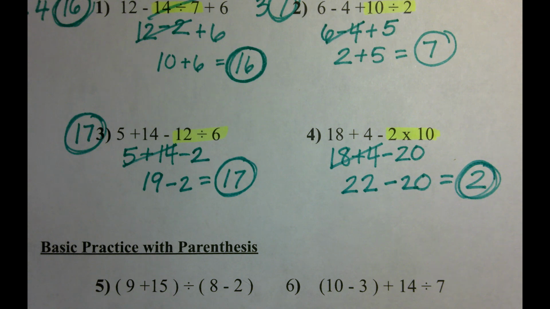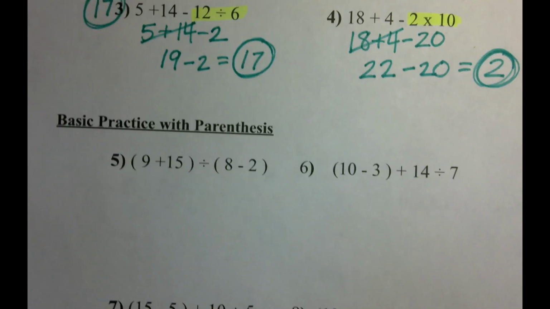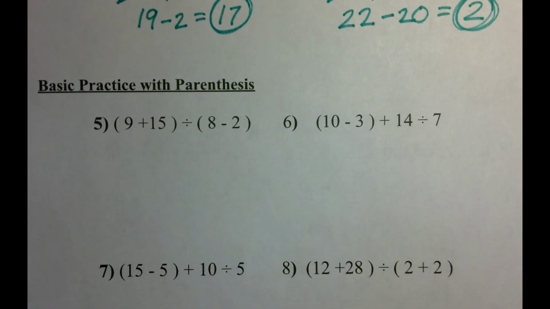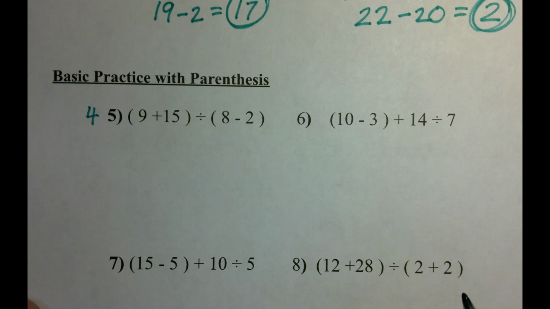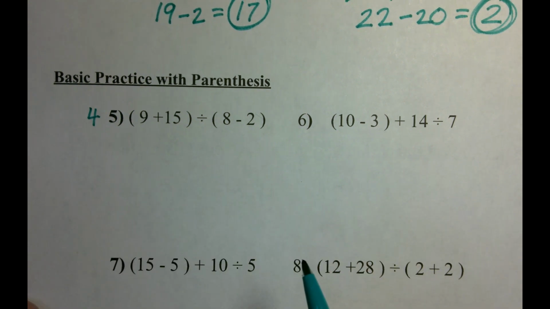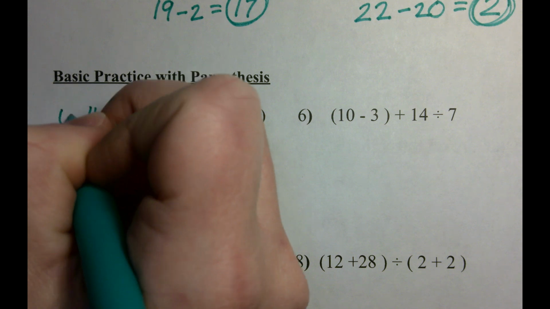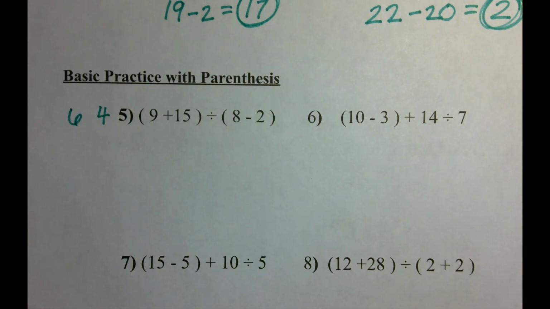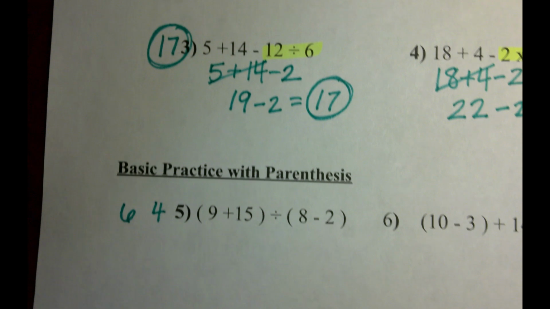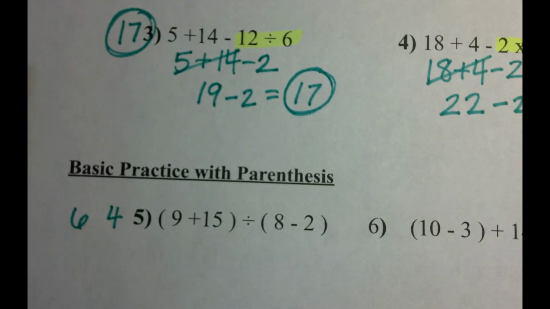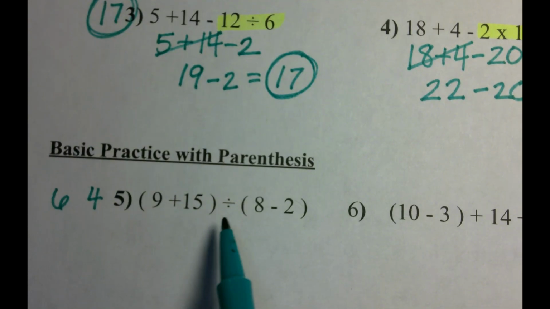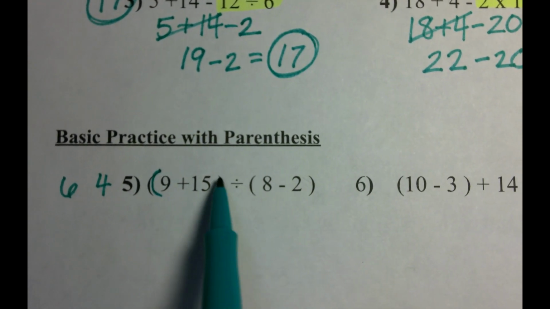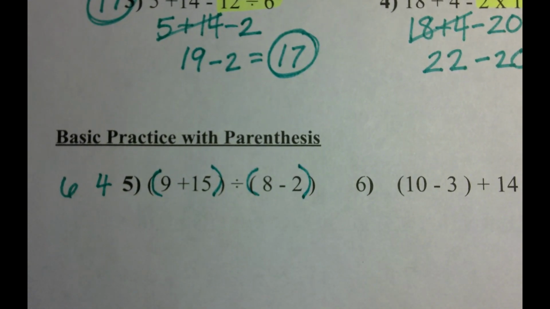Okay, let's go on to the next section. Basic practice with parentheses. Ooh, okay, we got 4. Anybody get a different answer? Everybody got 4? Did anyone get something other than 4? I got 6. Anything other than 4 or 6? Okay, let's check. So let's look back at our order of operations that we just took notes on. We have P, parentheses first. So even though we've been doing division first, we gotta do parentheses first, guys. That's the rule.